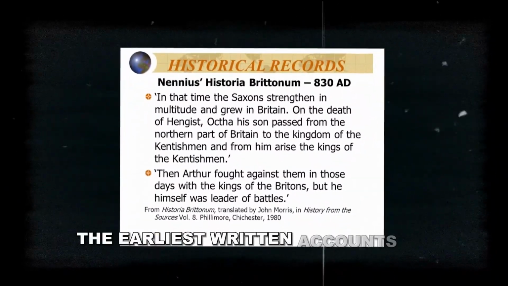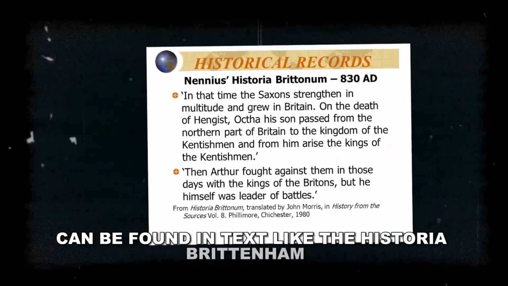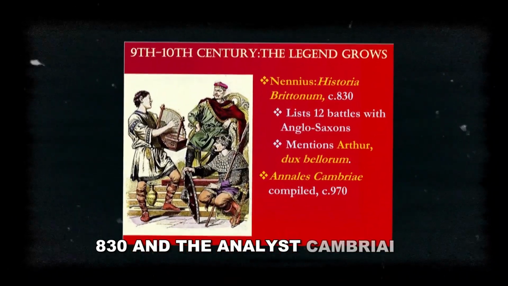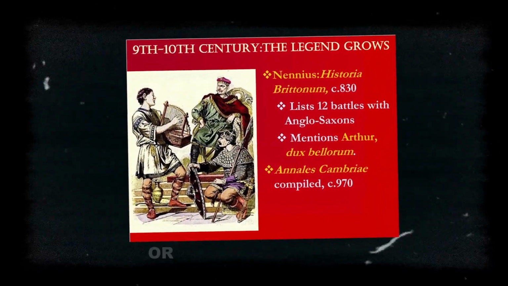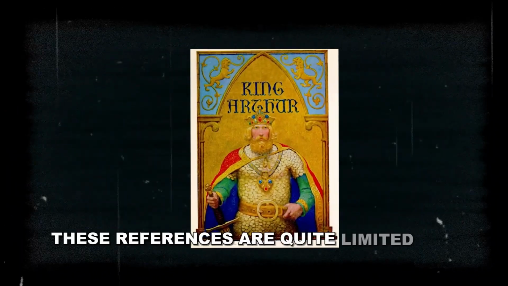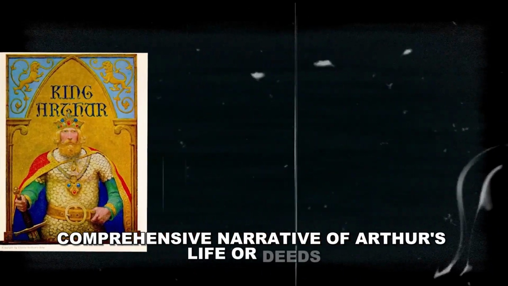The earliest written accounts of Arthur can be found in texts like the Historia Brittonum, c. 830, and the Annales Cambriae, c. 10th century, which mention a leader named Arthur or Arturus. However, these references are quite limited and do not provide a comprehensive narrative of Arthur's life or deeds.